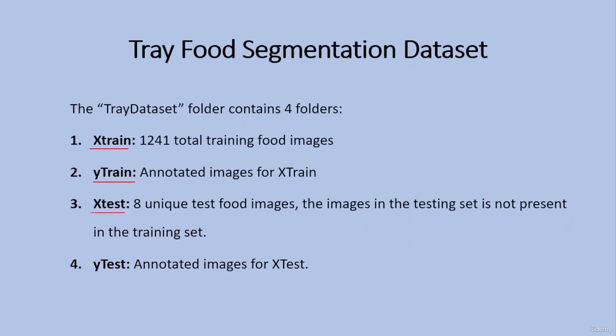The third folder is X-Test, which contains 8 unique test food images. Obviously these are the test images, so the images in the testing set are not present in the training set. And the Y-Test folder contains the corresponding annotated ground truth images for the X-Test images. Here you can see the X-Test.